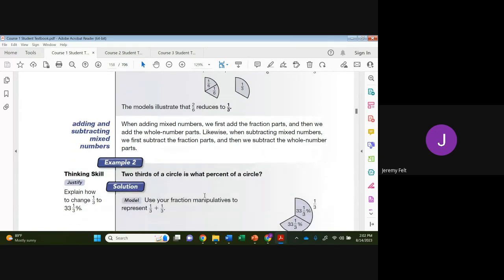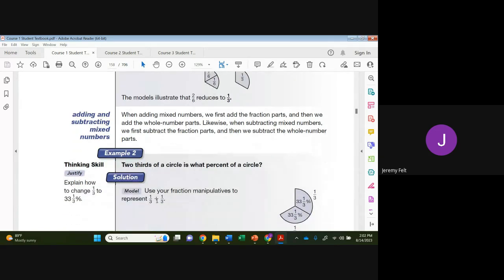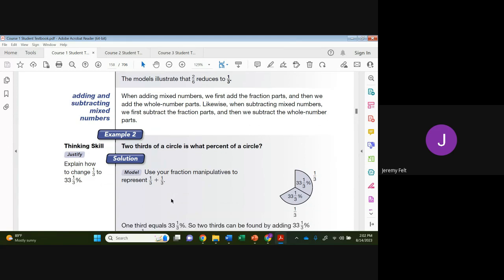Adding and subtracting. So if we have 1/3 and 1/3, so 2/3 of a circle is what percent of a circle? Well, we have 1/3 plus 1/3. And we'll show you how we can convert fractions to percentages down the road. They've already done it for us.